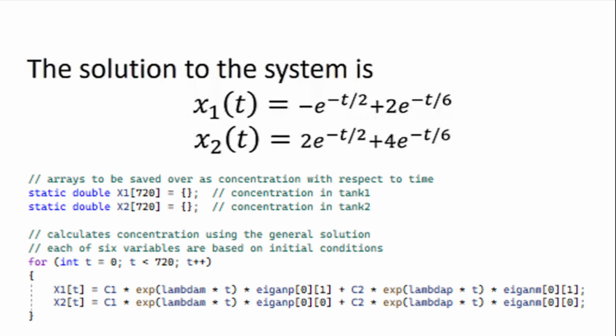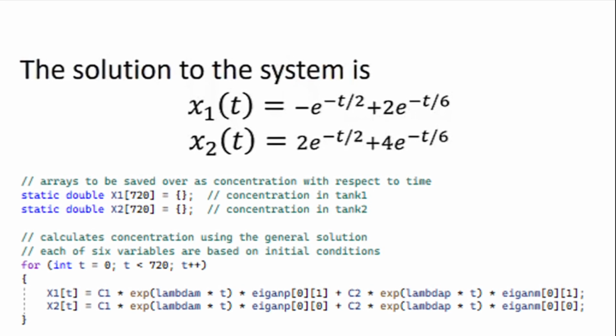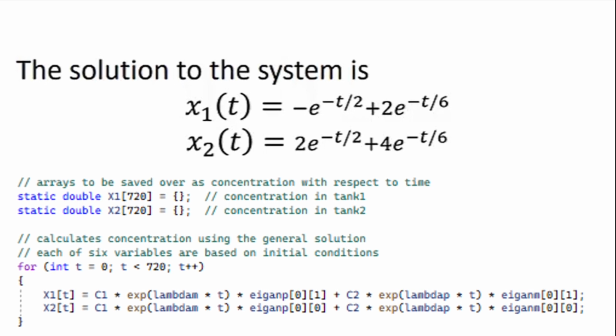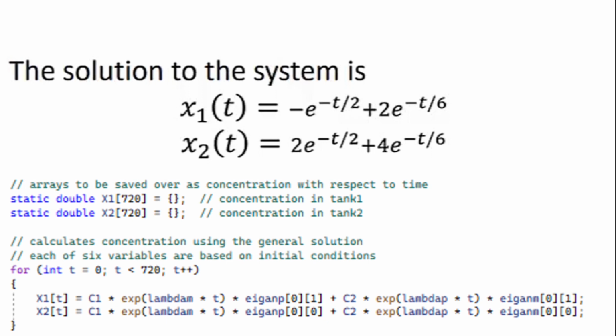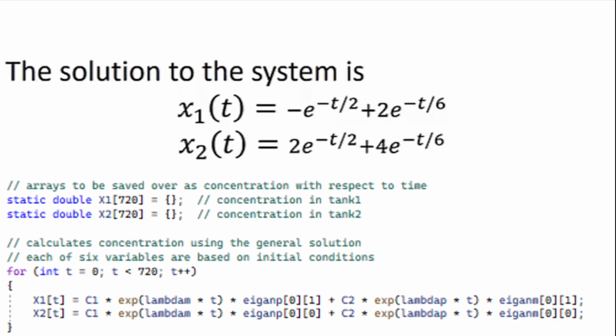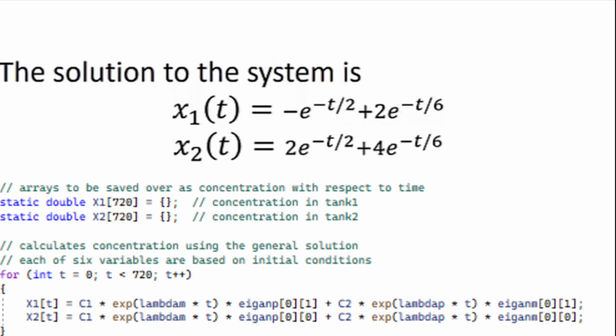So now that the math is done for this problem, we've got our general solution of equations. And what I'm going to do is create 2 arrays, 720 size, and because our flow rate is in minutes, 720 minutes is 12 hours. So we're going to see if these tanks are mixed after 12 hours.